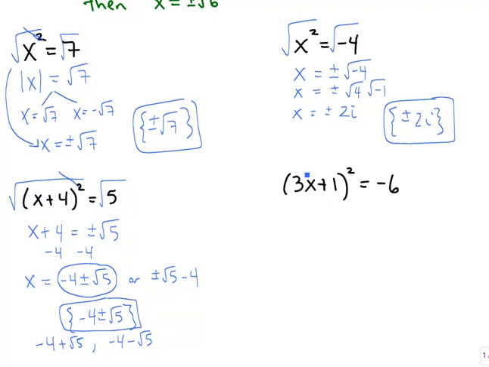Alright, let's try one more example. Once you get that whole quantity squared isolated so that there's no numbers in front or off to the side, then you're ready to undo that square root right away.